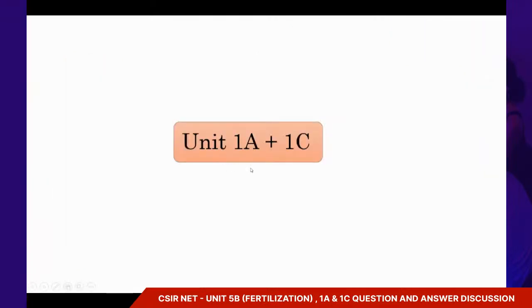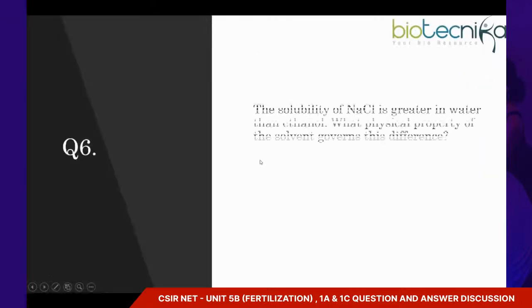Quickly, let's discuss two unit 1 questions. Okay, so one is regarding the solubility. This is from unit 1A. So solubility of NaCl is greater in water than ethanol. This is a very recent question. This is the one which happened recently from the recent exam. What physical property of the solvent governs this distance?